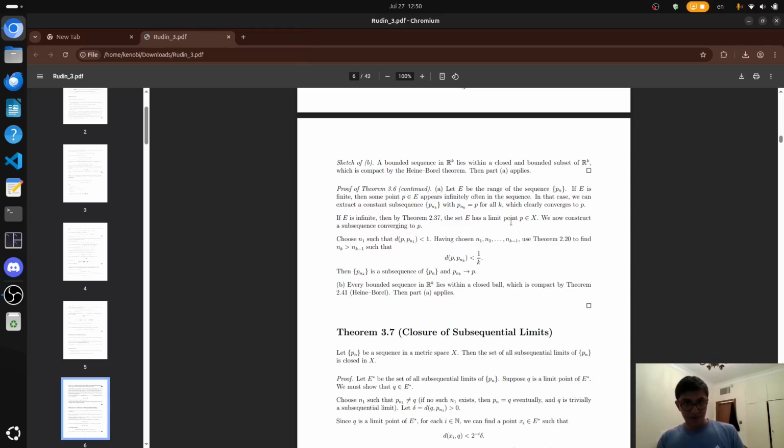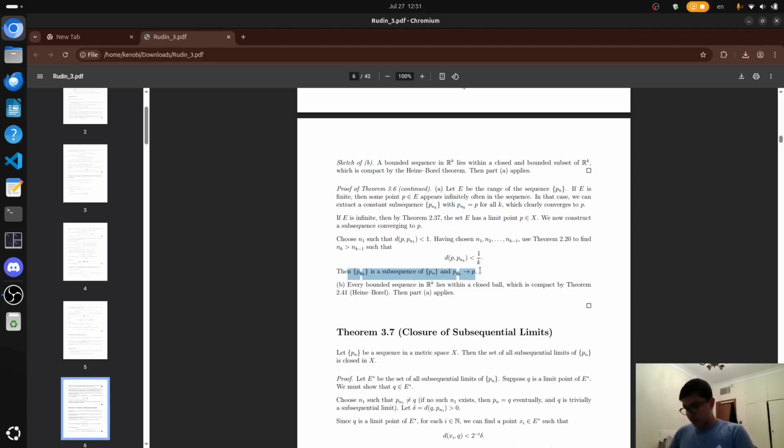So this limit point P, we can take any neighborhood with it, right? Because it's a limit point. So the distance from P to p_n1, we choose it to be less than 1, and then after that we choose n1, n2, nk, etc. such that nk is greater than nk minus 1, and we're going to choose the distance from P to p_nk to be less than 1 over k. Then p_nk is a subsequence of Pn, and p_nk goes to P.